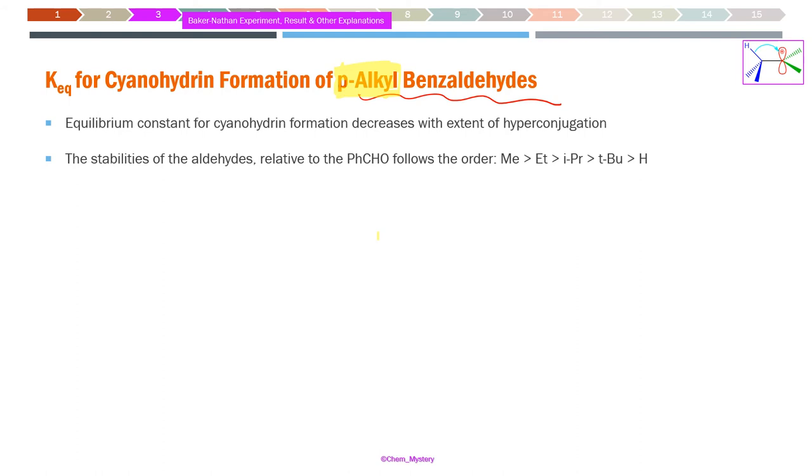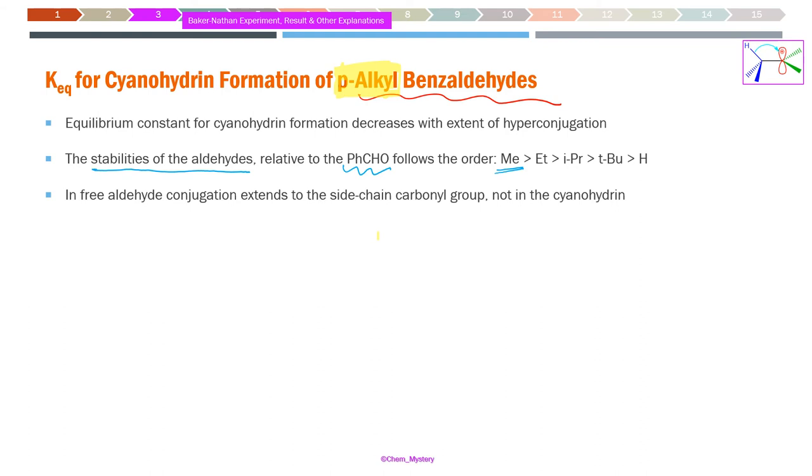The thing is, if you have a methyl group, then the aldehyde is going to be relatively more stable. So this is all about relative stabilization. If you have the stability of the aldehyde in comparison to benzaldehyde, when we are putting methyl, then this is a more stable aldehyde, meaning that this is going to have less reactivity towards any of the nucleophilic reagents. So if you are having the cyanohydrin formation, the equilibrium will lie in the backward direction, because the methyl group is going to have better conjugation. This conjugation can go on to the side chain, and that side chain can modify the reactivity. And this is happening to a much greater extent in the aldehyde.